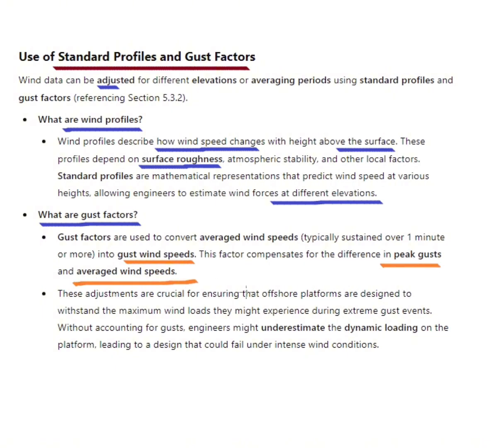So these adjustments are crucial for ensuring that our platforms are designed to withstand maximum wind loads that they might experience during extreme gust events, right? Without accounting for the gust, we might underestimate the dynamic loading on the platform. That could lead to failure, right, under intense wind conditions.